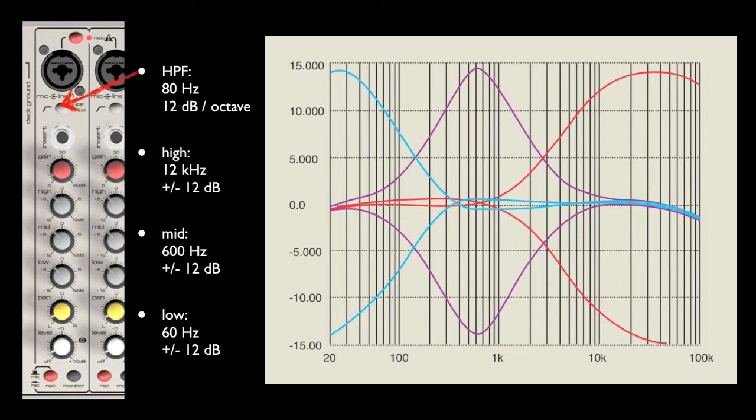First, we have a high-pass filter with a cutoff frequency at 80 Hz and a slope of 12 dB per octave. Then we have two shelving filters. The high shelving filter has a cutoff frequency at 12 kHz with a boost or cut of 12 dB. The low shelving filter has a cutoff frequency at 60 Hz, also with a boost or cut of 12 dB. Finally, we have a parametric mid filter with a cutoff frequency fixed at 600 Hz and a gain of plus or minus 12 dB.